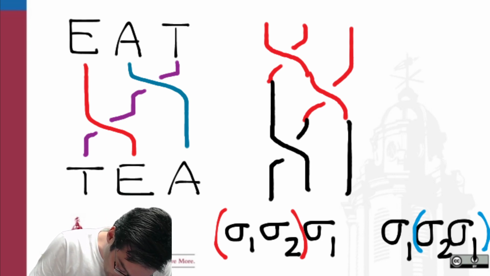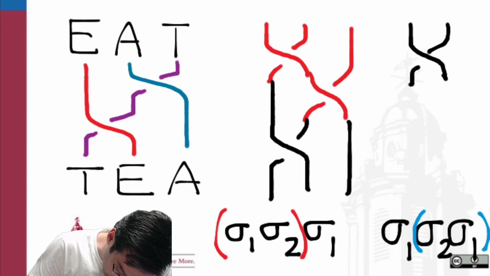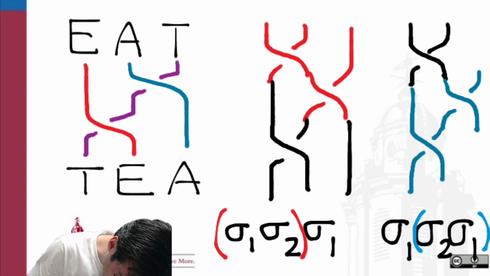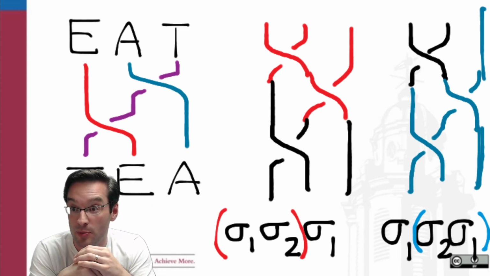Versus the braid that I would get if I did sigma 1 first, and then after that, did sigma 2, sigma 1. So sigma 2 is this one over here, and sigma 1 would be this one over here. So there are my 2 braids, and I'm just asking, are these 2 braids the same braid?